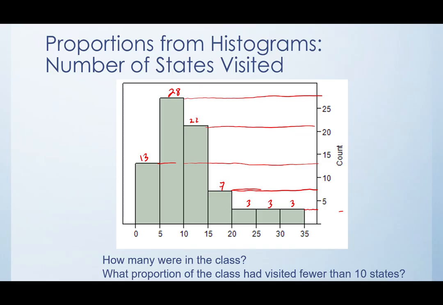We would find out how many were in the class just by adding up all those numbers. Let me pull out my little calculator and add up 13 plus 28 plus 22 plus 7 plus 3. So I got 73 total.